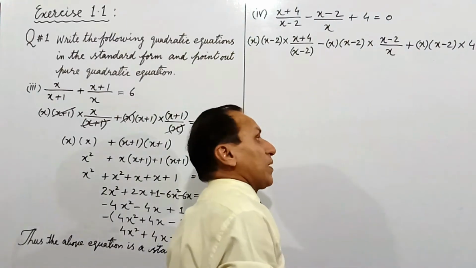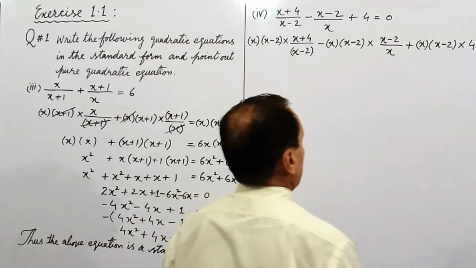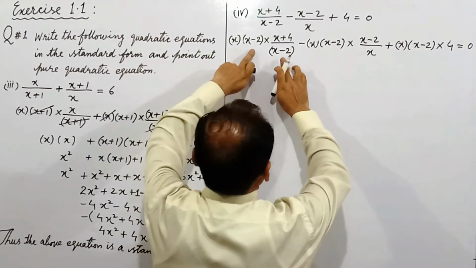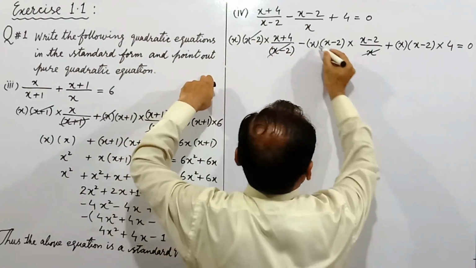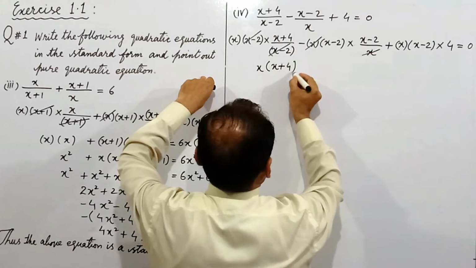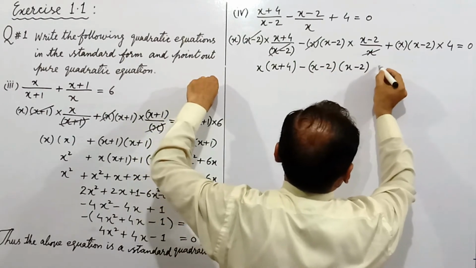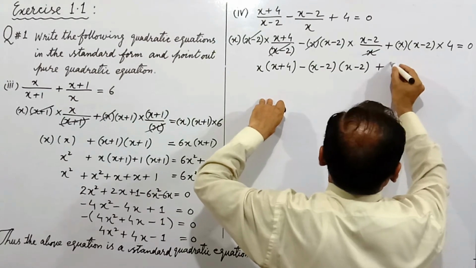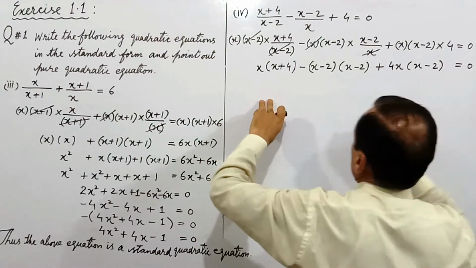And 0 when multiplied to any number makes it 0. So therefore we do not write the value on the right hand side for multiplication. Before moving to the next step, we observe that x minus 2 is cancelled by x minus 2, x is cancelled by x. X is multiplied to x plus 4, minus x minus 2 is multiplied to x minus 2, plus the linear factor is multiplied to 4, that will be 4x into x minus 2 is equal to 0.